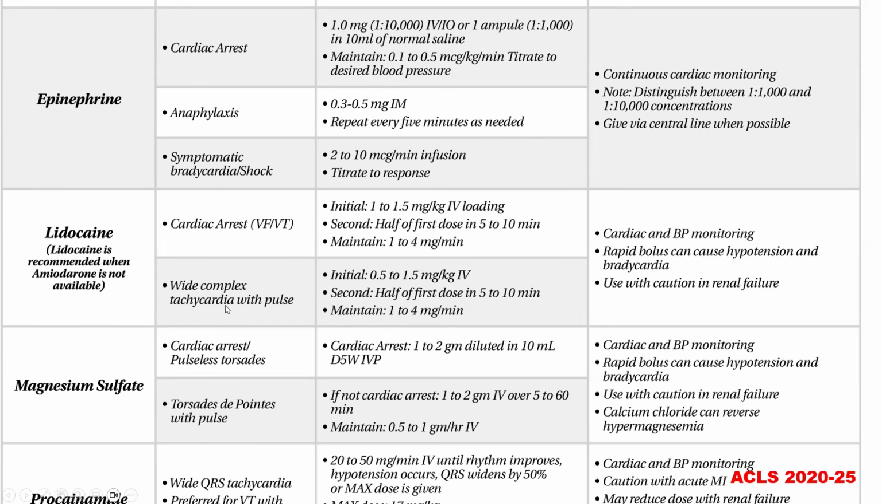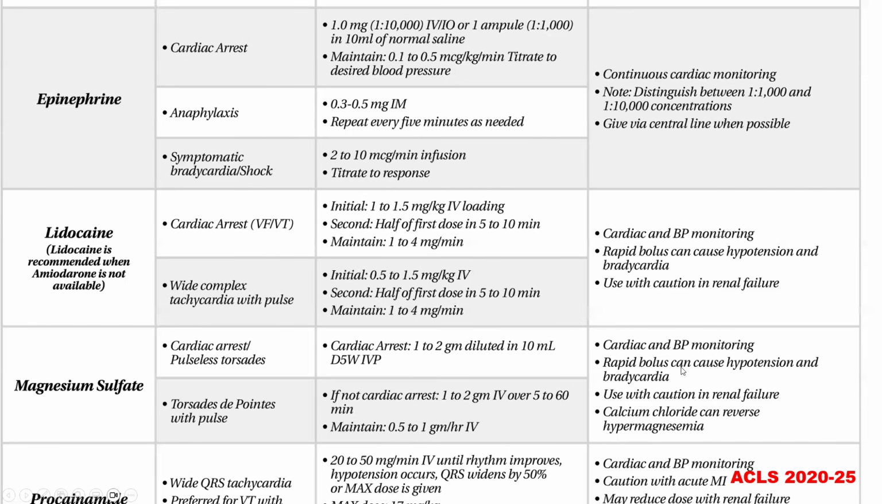Torsades de pointes is cardiac arrest with torsades. 1 to 2 gram diluted in 10 ml IV push. In cardiac arrest, magnesium sulfate is IV push. If the patient is not in cardiac arrest but has torsades, 1 to 2 gram over 5 to 60 minutes, maintain 0.5 to 1 gram per hour.